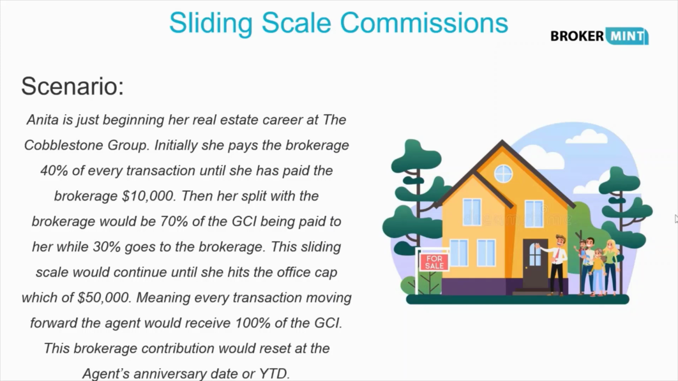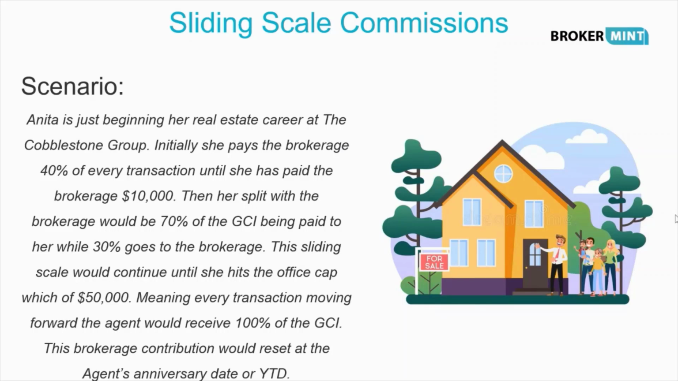And this number will continue to increase in favor of Anita until she meets a certain metric of money paid to the brokerage. In this case, we'll say that her office cap was $50,000. Meaning that after she's paid $50,000 to the brokerage, she would then receive 100% of the GCI. And as an ancillary note, this brokerage contribution or her cap would reset. You can do a year to date, or you can do it at the agent's anniversary date. So if I started on July 5th, I could reset every July 5th and have new goals starting then.